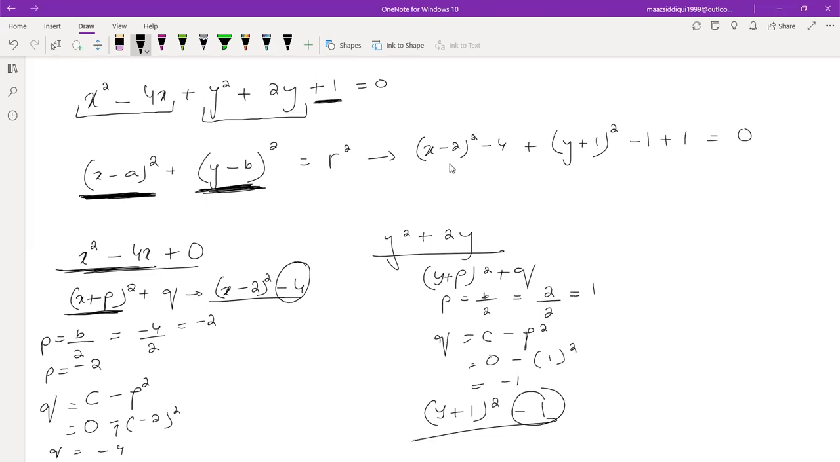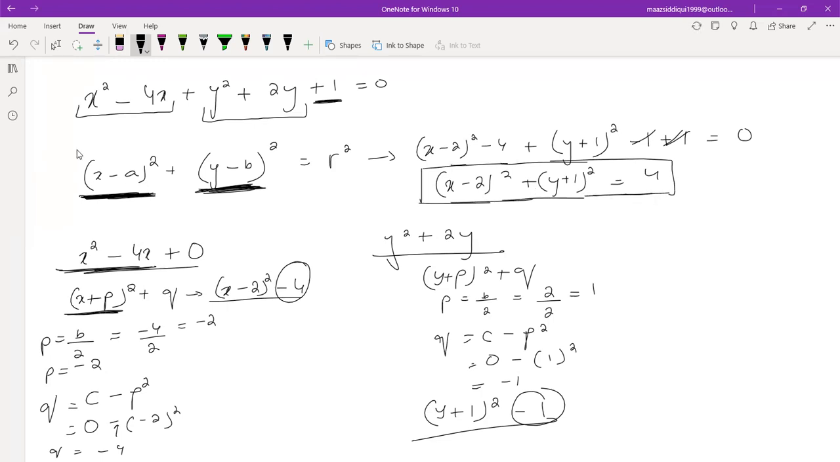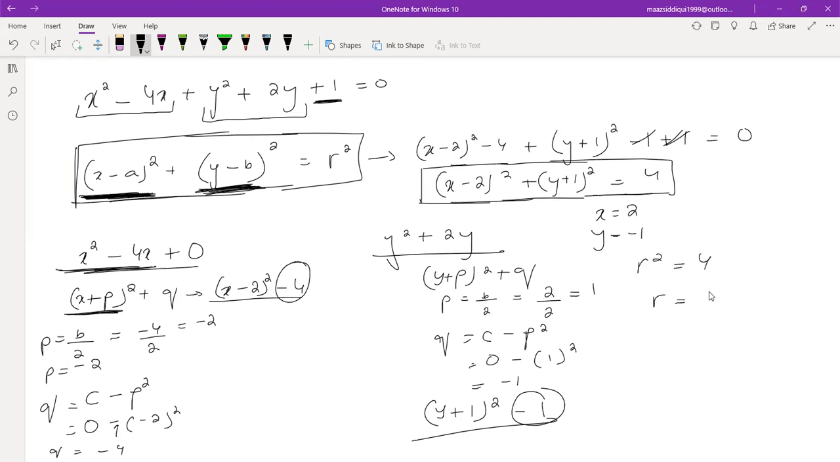Now we'll simplify. We'll say x minus 2 whole square plus y plus 1 whole square, and then minus 1 plus 1 cancelled. Minus 4 will go to the right side of the equals to. So it will be x minus 2 whole square plus y plus 1 whole square equals to 4. You can see that we brought this equation in this format. Now I can easily work out my h and k: h is 2, k is minus 1. And what's my radius? If r squared equals to 4, my r is 2.